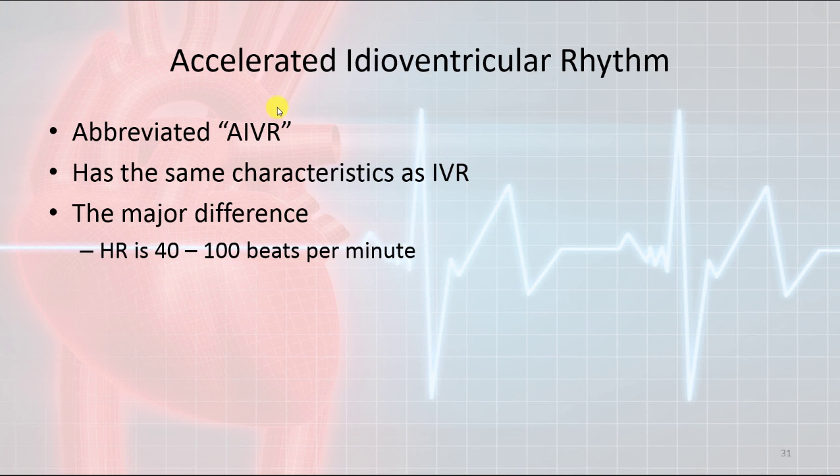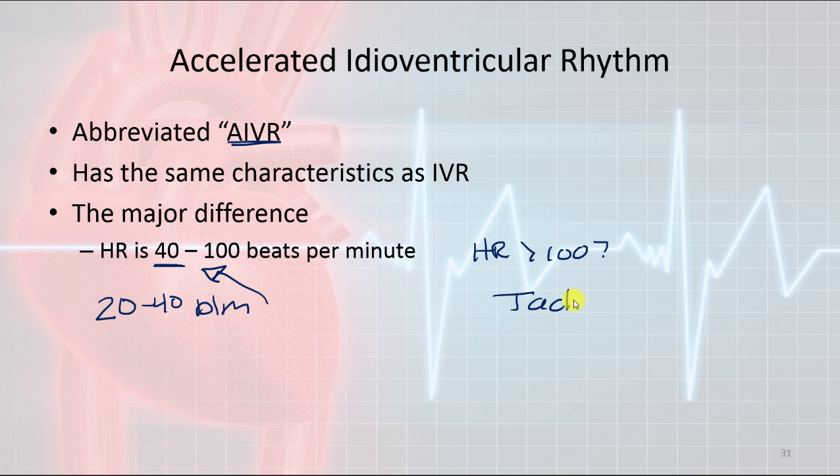Accelerated idioventricular rhythm is abbreviated AIVR. That just means that the heart rate is above 40. So in IVR, the heart rate is 20 to 40 beats per minute. Accelerated idioventricular is 40 to 100. What happens if the heart rate in an idioventricular rhythm is greater than 100? Well, any heart rate that is greater than 100 is tachycardia.